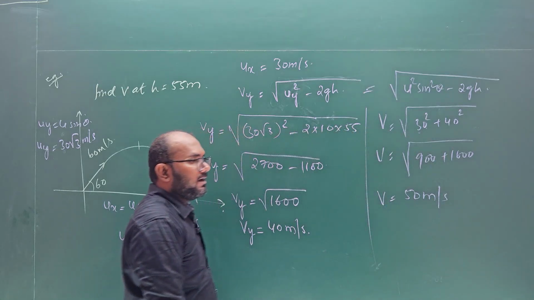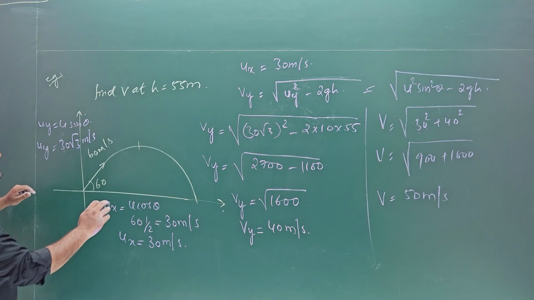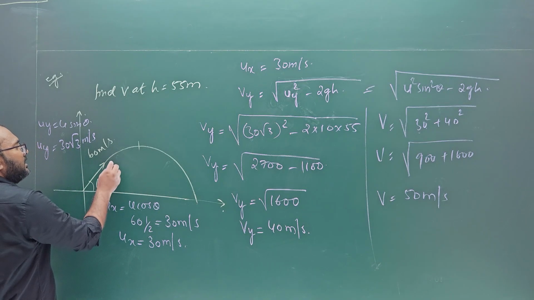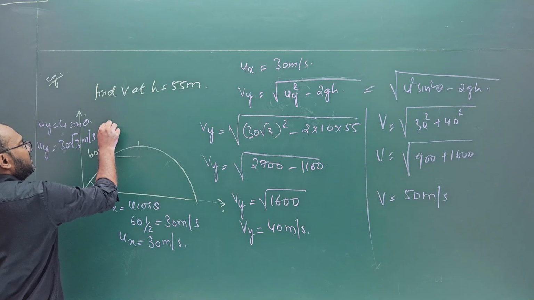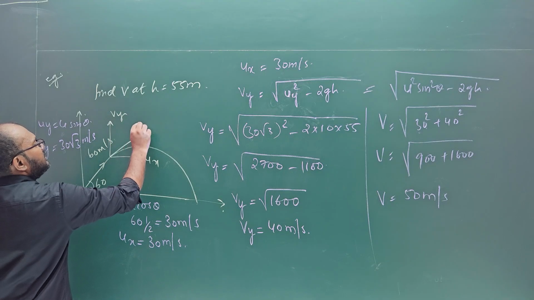Can we also calculate theta at this point? Let's say wherever this is, either here, I don't know. You have to calculate the Hmax. So consider I got here. Then can I say this is your Vy, this is your Ux, and this is your V?